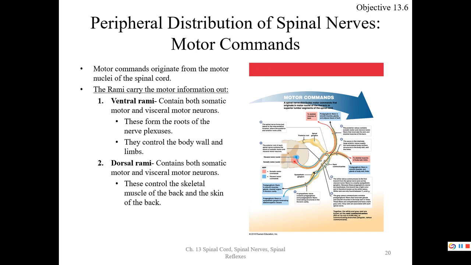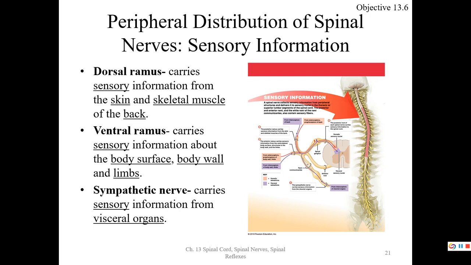Now, that's motor. Sensory-wise, the dorsal ramus takes sensory information from the skin and muscles of the back. The ventral ramus carries sensory information about the body surface, body wall, and limbs. And there is a nerve called a sympathetic nerve that carries sensory information from your visceral organs.